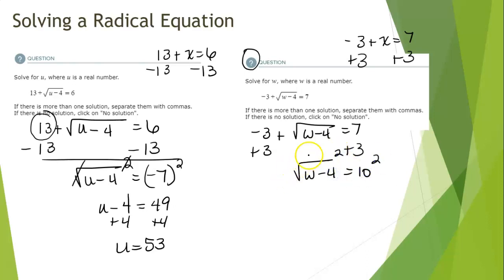We're going to square both sides. The square and the square root cancel out, so there's no reason to square the w minus 4. But there is nothing to cancel on this side. 10 squared is 100. We add 4 to each side, so w equals 104.